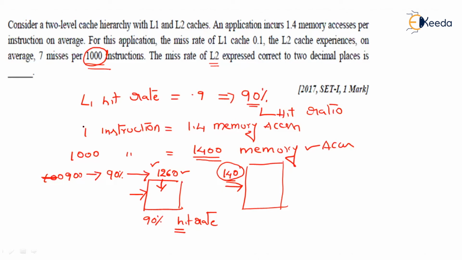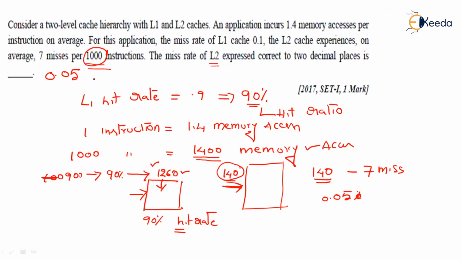So that is, out of 1000, 7 misses. But actually when it comes to the level 2 cache, there are only 140 memory accesses, right? Only out of 140, there will be 7 misses. So 7 out of 140 is equal to 0.05. The miss rate equal to 0.05 is the correct answer. The option is 0.05.